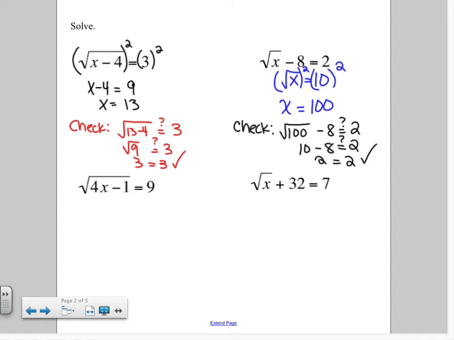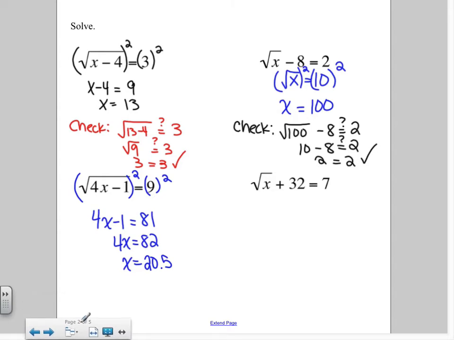Right, the third one, our square root is already isolated on one side, so we can just go right ahead and square both sides. So we have 4x minus 1 equals 81. So that means 4x equals 82. So x must equal 82 divided by 4, which is 20.5. Now you can get it as a decimal, or you can write it as 82 over 4 as a fraction. Doesn't really matter to me.